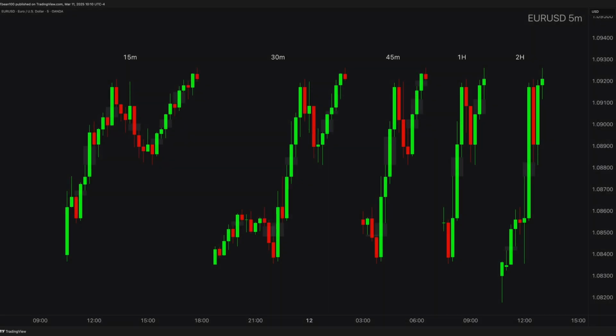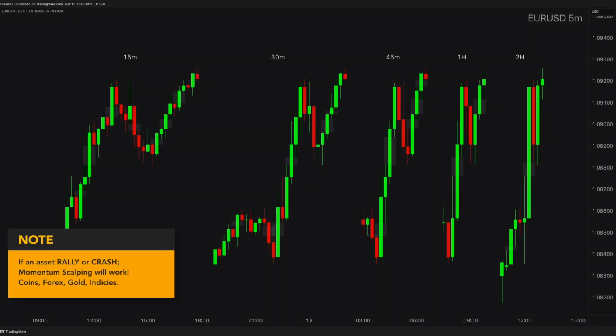In the recent weeks, I started to test our momentum scalping strategy with other markets such as Forex, gold, and indices. What you see here is Euro USD. So the question is, can our momentum scalping strategy work with pairs like this? The answer is, it is a yes and no. If the asset is rallying, yes, it is a big yes.